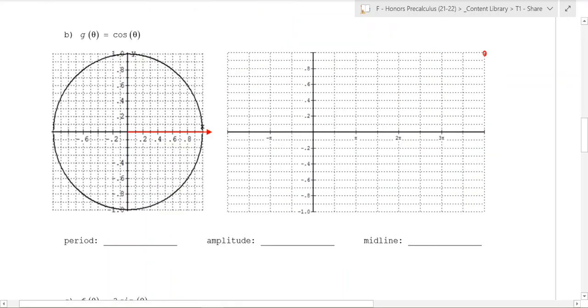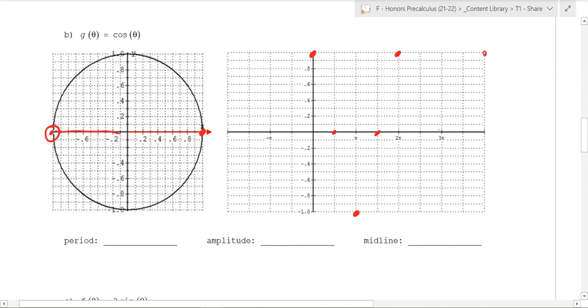So let's do cosine. It's the x values. What's the x value here? Well, that's going to start at 1, and then at pi, it's going to be all the way over here, and the x value there is -1. So it's down here, and then it goes back up again.